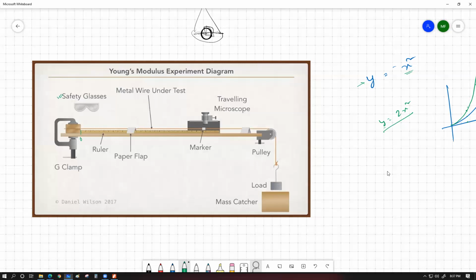So here's the catch. This entire wire is one single wire that eventually goes through here, but we are not going to consider the total length of the wire for our experimental procedure.